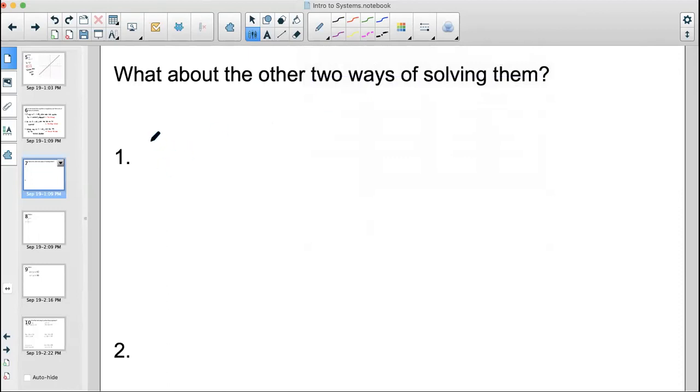One is called substitution, and the other one's called elimination. I can tell you when I was a student, I always did substitution, and now I always do elimination if I can. Sometimes one is much easier than the other. I don't know, elimination for me tends to be easier.